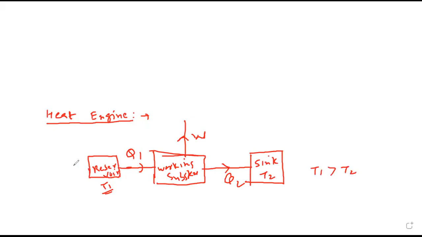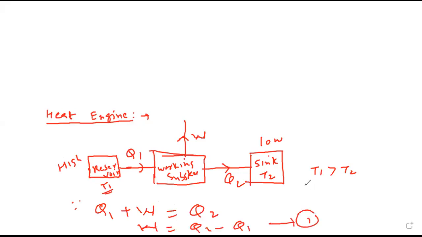T1 is greater than T2. Reservoir is at high temperature, sink is at low temperature. So Q1 plus work equals to Q2. So work will be Q2 minus Q1 in heat engine. Efficiency eta is work output upon heat extracted. This is always less than 1. Okay, just draw this block diagram and copy this.